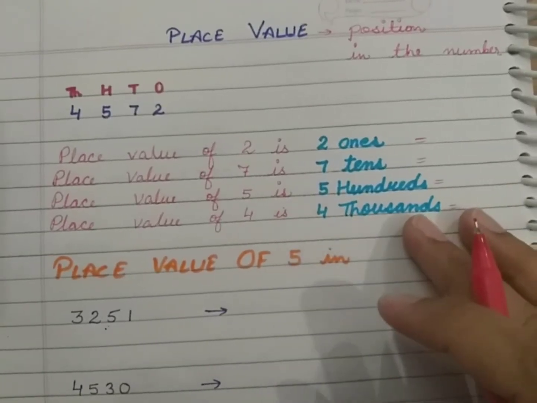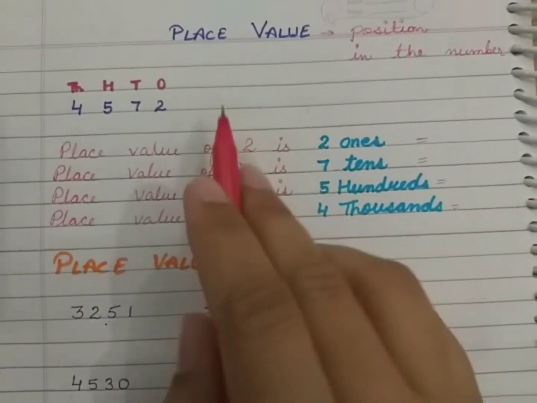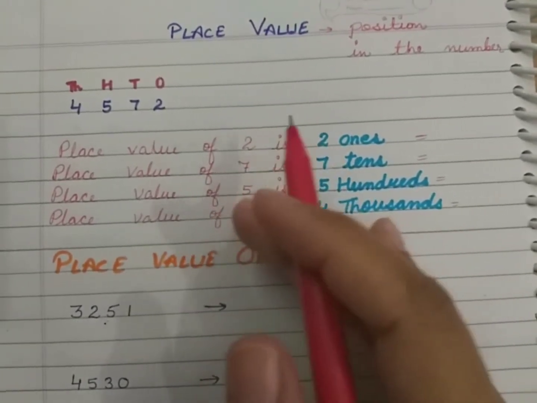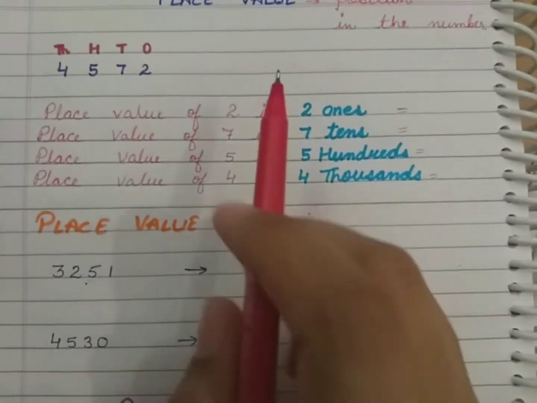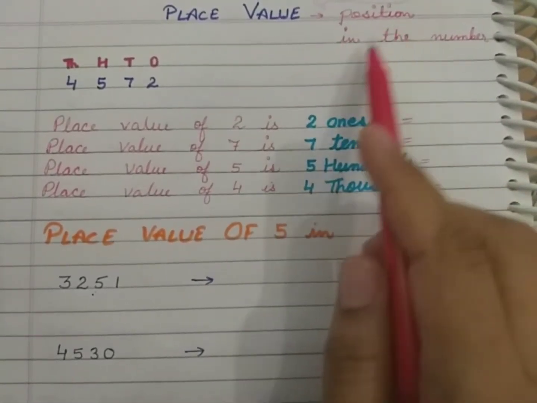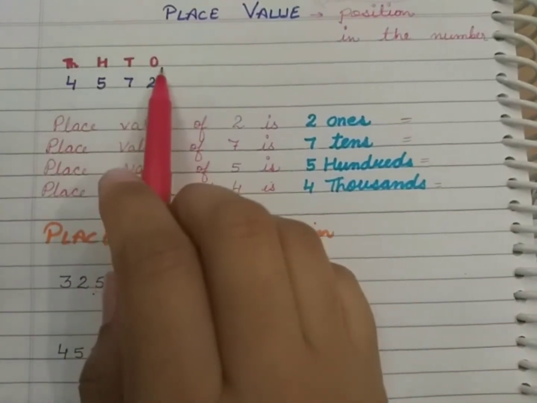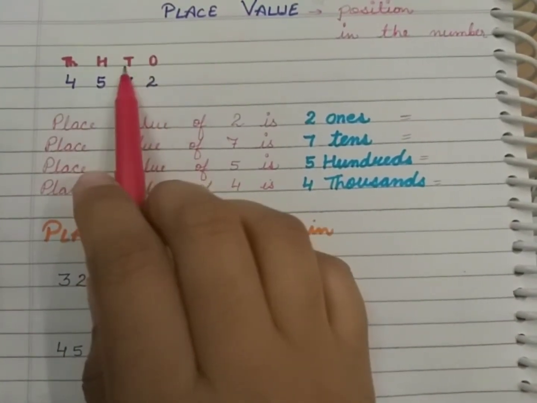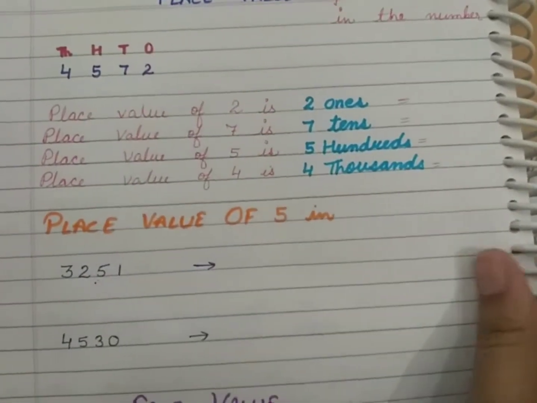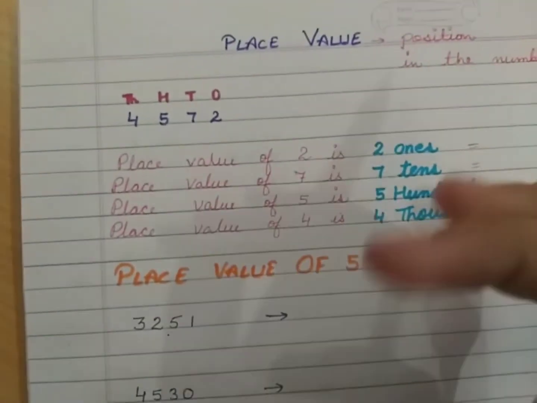Today we are going to discuss place value and face value of any number. As you know, numbers are made up of digits. But do you know the place value of a digit depends on the position of that digit? At what position it is, whether it is ones, tens, hundreds, thousands, likewise. So let's see how to find out the place value of any digit.